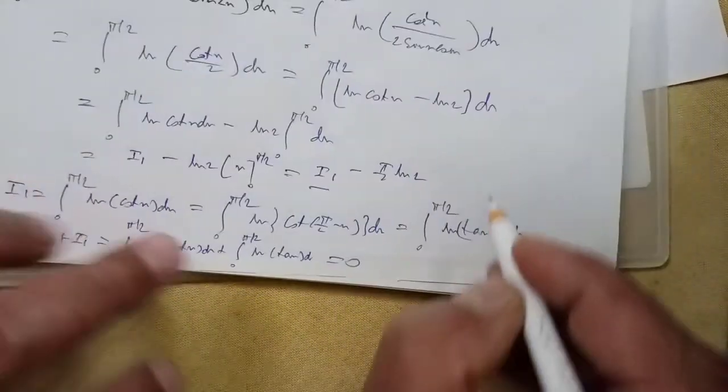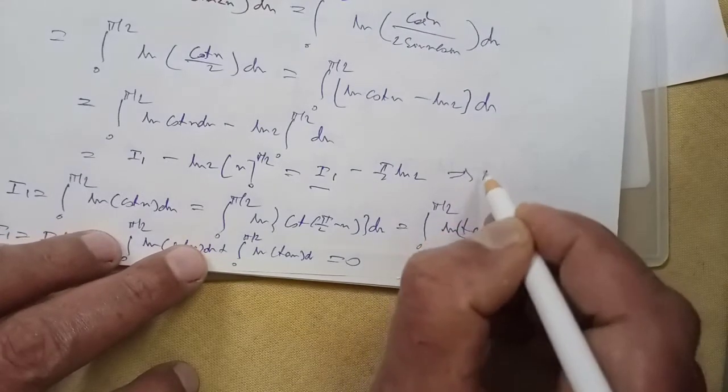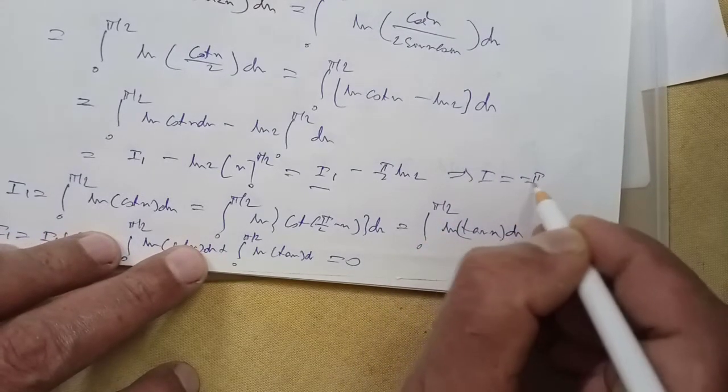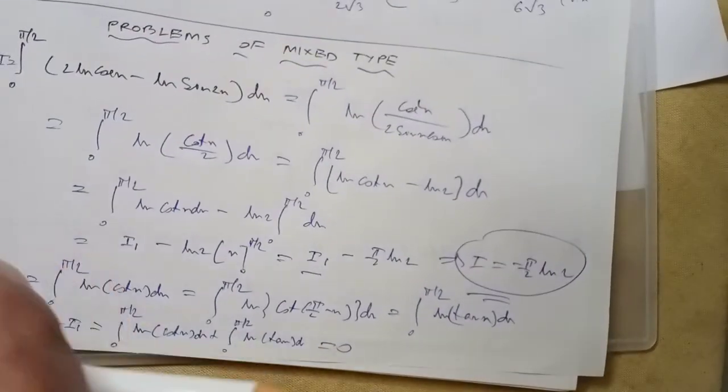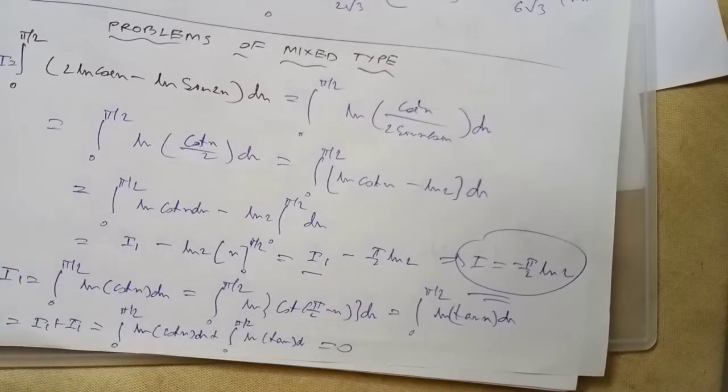So ultimately your answer is I equals to minus pi by 2 ln 2. This is your answer. Okay. So this was our first problem of mixed type.